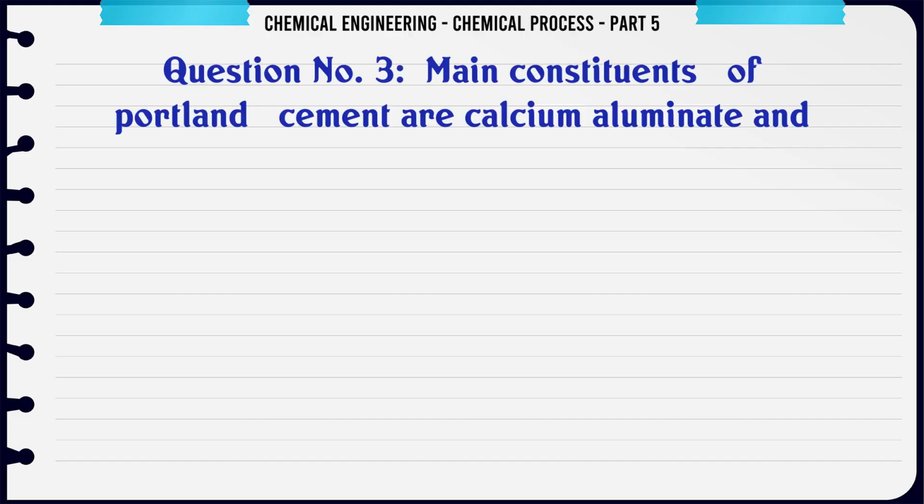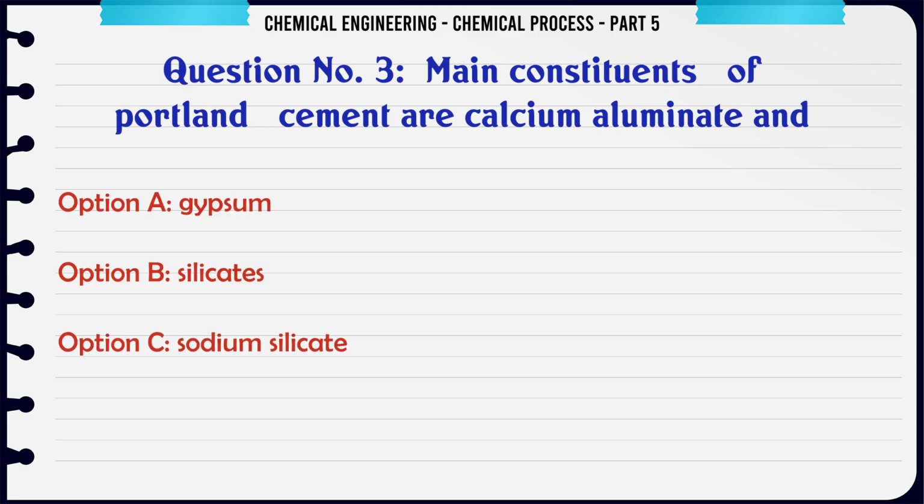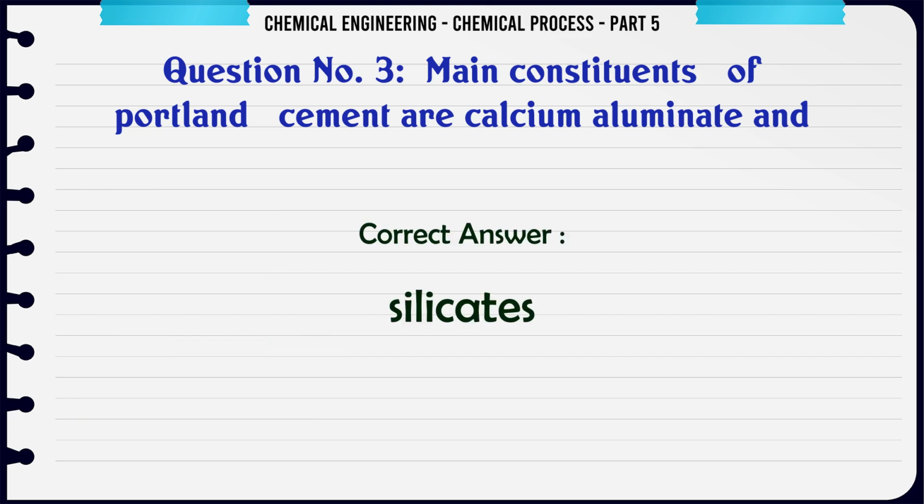Main constituents of Portland cement are calcium aluminate and A. gypsum, B. silicates, C. sodium silicate, D. carbonates. The correct answer is silicates.